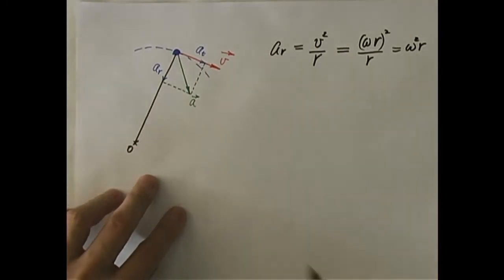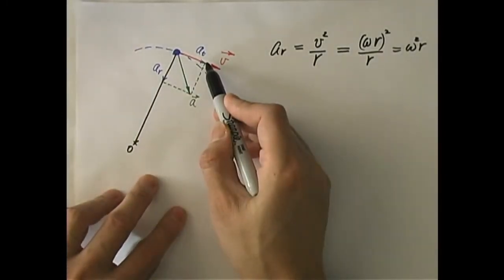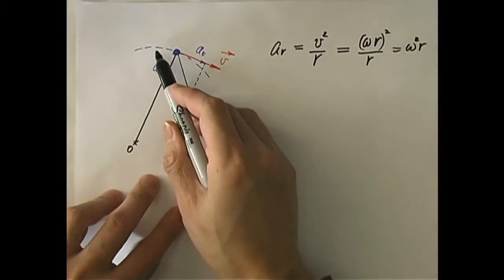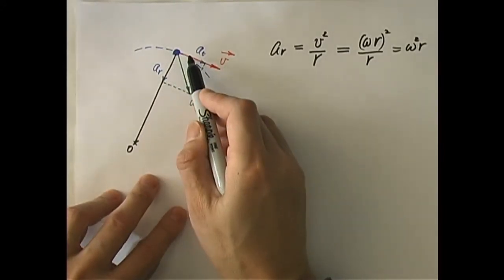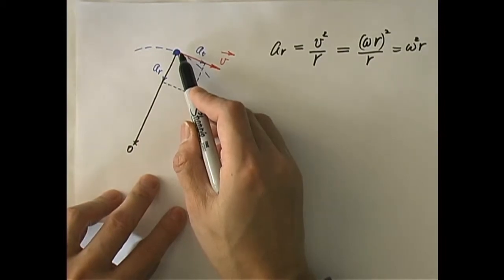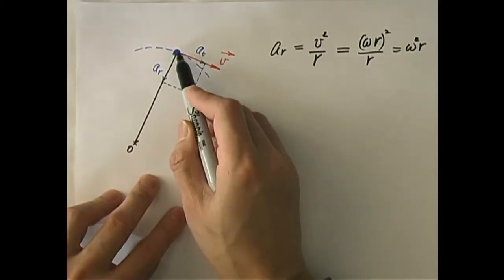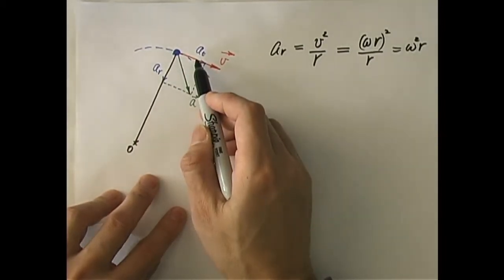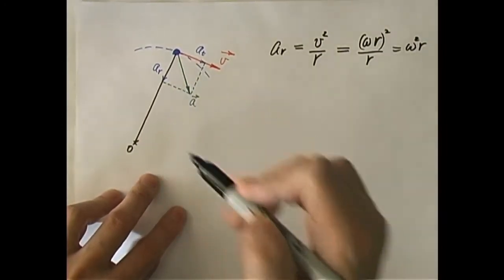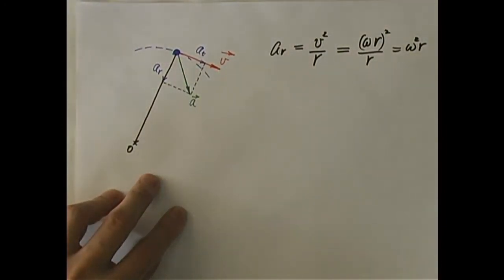Okay, and what about tangential? You see, if you move faster in this direction, then you'll have a positive tangential acceleration, right? Because you go faster. But that also means that you're going to turn around faster, which means alpha is also positive. How is a_t related to alpha?